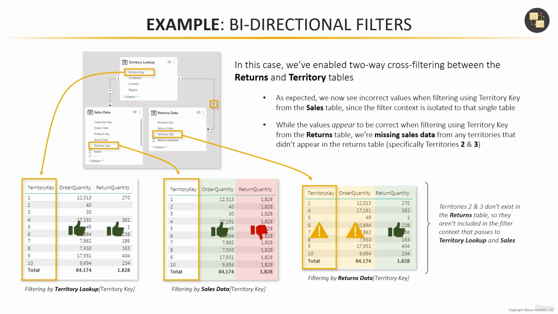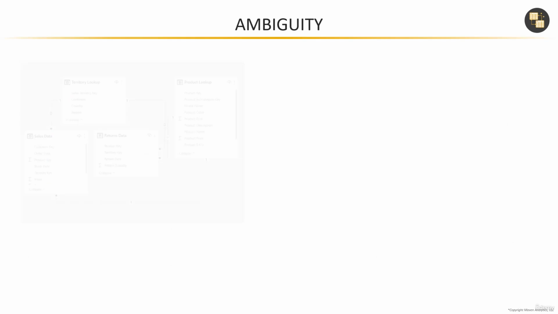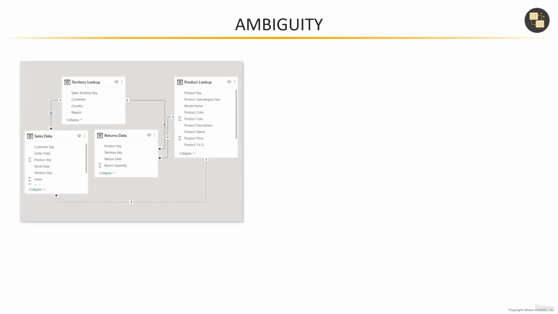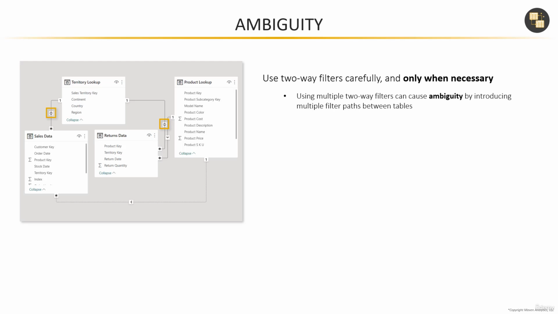Now, the reason I bring this up and the reason I walk through this demo is that you need to be extremely careful working with bidirectional filtering because it can lead to errors that are very tough to track or tough to spot with the naked eye, especially if you don't know your model inside and out. The other reason why I urge people to use bidirectional filters with an abundance of caution is that it can lead to something called ambiguity. And this typically happens when you have a model like this one containing multiple two-way filters. And what can happen is that these bidirectional filters can introduce multiple conflicting filter paths between tables.